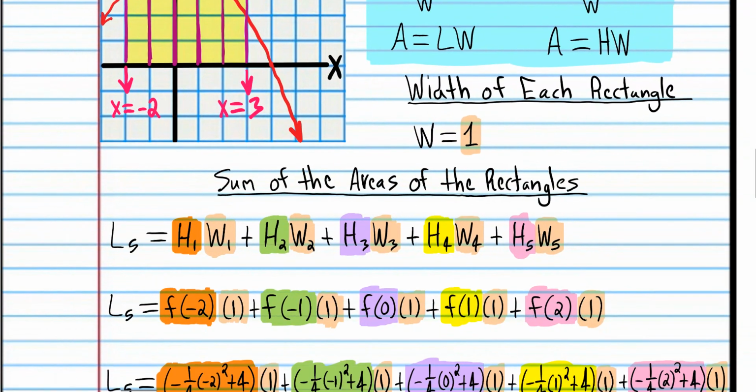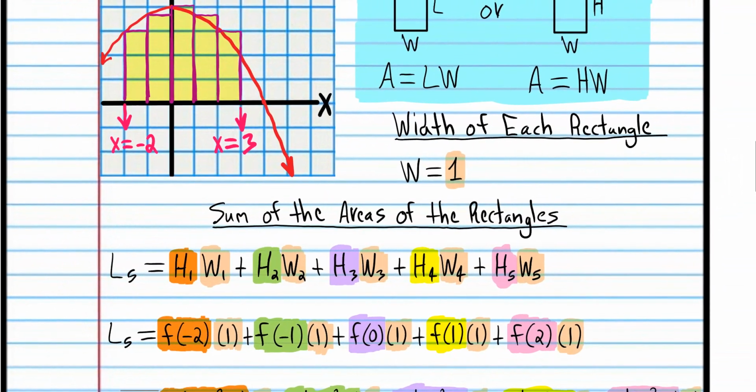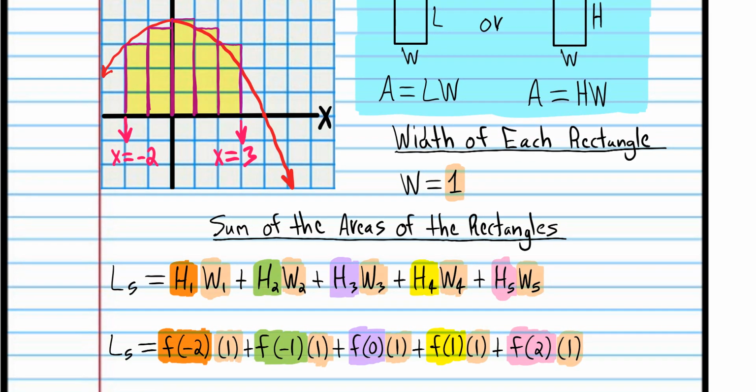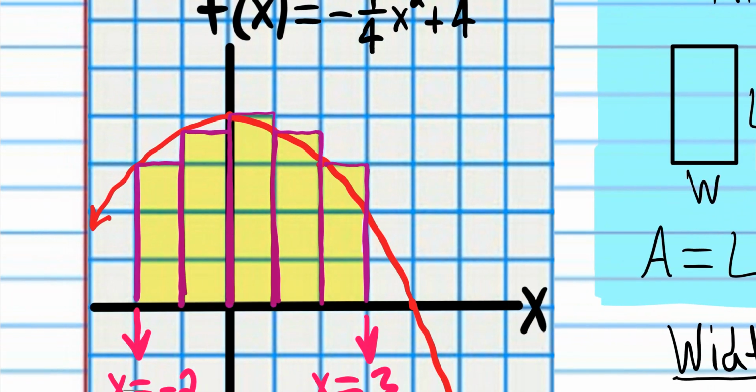And again, area of a rectangle is height times width, or length times width, however you want to think about it. But, as I mentioned, the orange height, the green height, the purple height, the yellow height, and the pink height, they are found by discovering the y values of the graph, the y values of these points, these what we call endpoints.